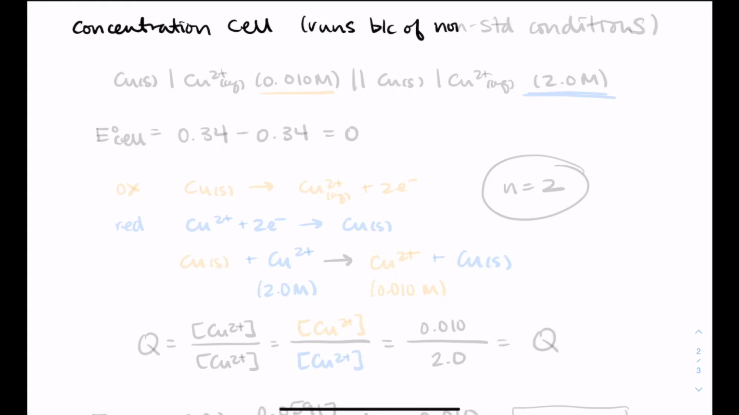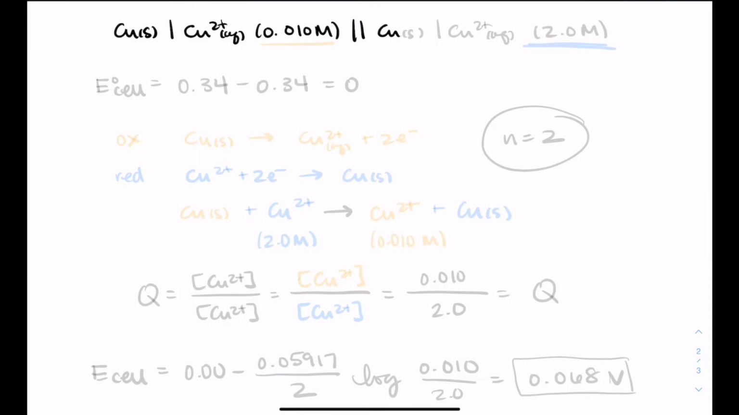So the reason a concentration cell will run is because of non-standard conditions. So you'll see why when we calculate the standard cell potential. But let's set up this concentration cell. So on the anode side, I have solid copper and copper 2 plus. On the cathode side, I have solid copper and copper 2 plus, but their concentrations are very different. So I have 0.010 molar at the anode, 2 molar at the cathode.